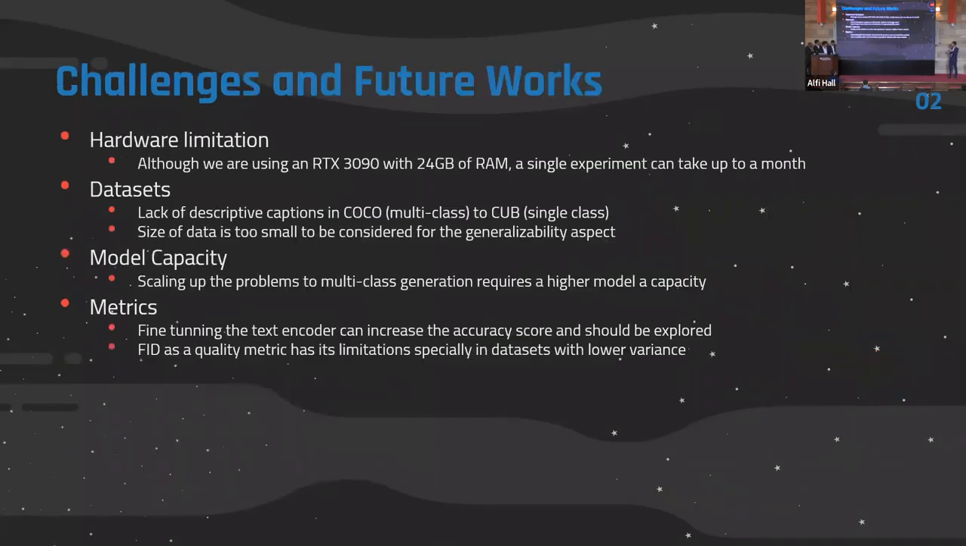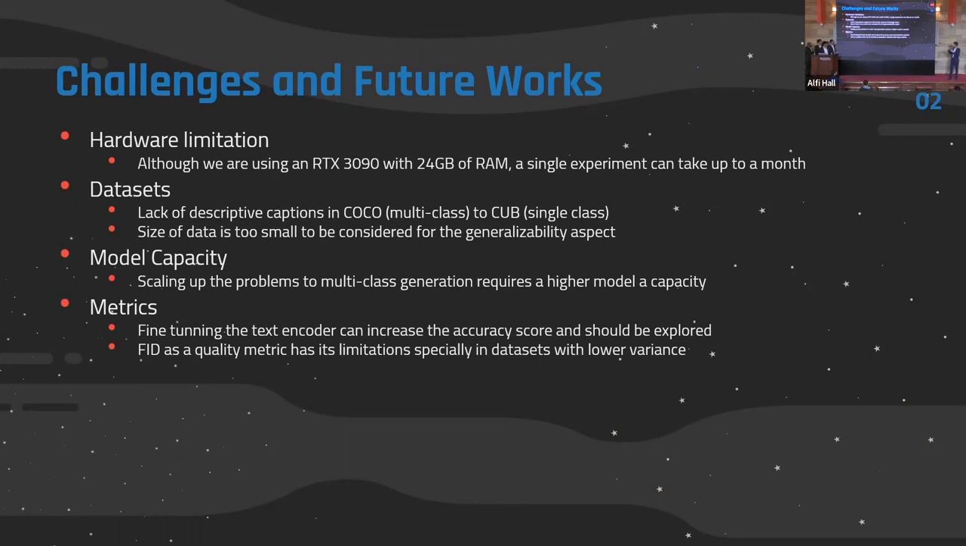For the future work and the limitations that we have found, the first one is obviously hardware limitations. To give you a sense, as you have seen earlier, we are working with a 3090 with 24 gigabytes of RAM, and a single run on a single dataset can take up to a month. And the dataset itself lacks the descriptive captions that we need to generalize to a higher quality and to a multi-class problem. The size of the dataset itself is small, and it needs to be considerably larger to consider generalizing the problem. And the model capacity, we hypothesize that it needs to be higher to help it with generalizing to the multi-class problem.